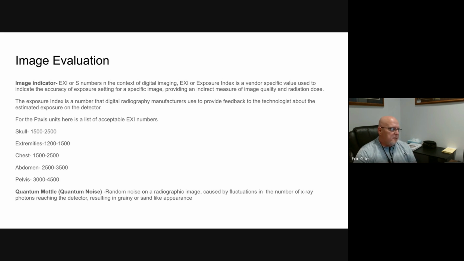Okay, so I think for the PACS units, which most of us have, it'd be a good idea to have these posted by your imaging machine. That way you guys can keep track of where your images are exposing and if they're within those limits. And like I said last week, if they're not, it's not the end of the world. If your image is diagnostic, it's diagnostic. But if those are falling within those parameters, good on you.